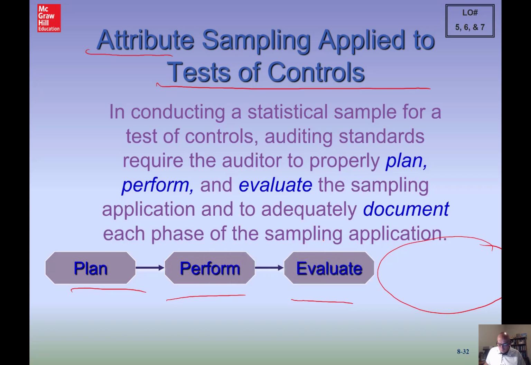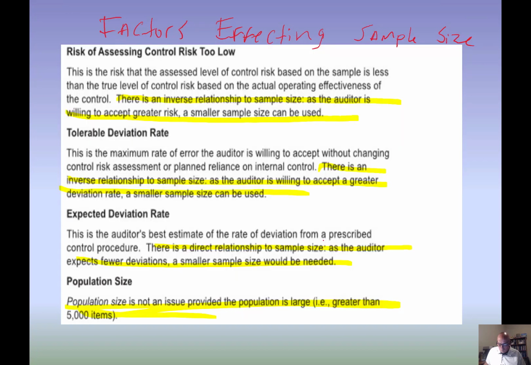Now, when we look at the steps, we're going to plan our internal control testing using attribute sampling, perform it, evaluate the results, and of course, always we need to document the results of really any audit procedure, and this would be no exception to that. So let's take a look at these factors affecting sample size. That's really the takeaway of this slide.